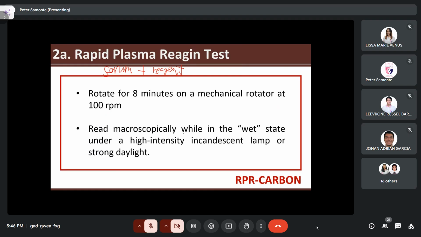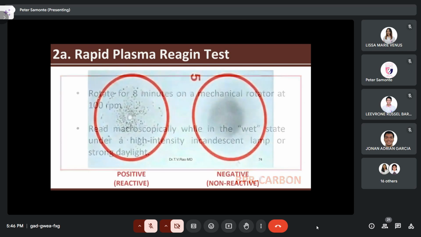Read macroscopically while in the wet state under a high intensity incandescent lamp or strong daylight. When I say wet state, class, the combination of serum and reagent has not dried yet. If it becomes dry, class, it is no longer viable for reading. So you have to make sure, class, that it is in a wet state.